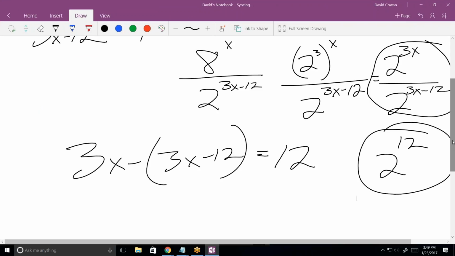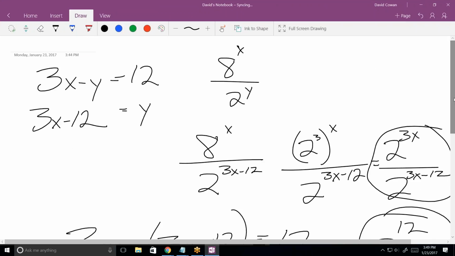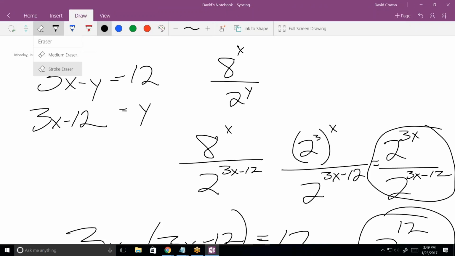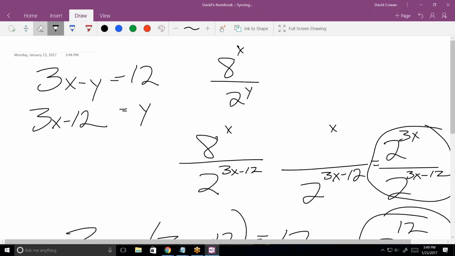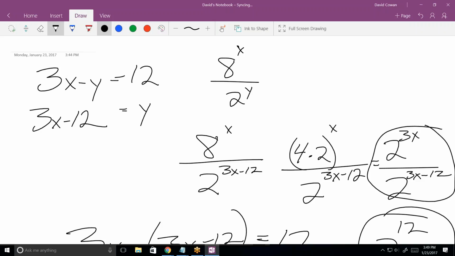Now, let's back up just a second. The secret to all of these problems is always to find a common, not factor, but exponential base. Notice that had, instead of writing it 2 to the third, I would have written it 4 times 2, which is correct, but it doesn't get me anywhere. In other words, I'm dividing by 2 to some exponent. So I've got to get the entire numerator in terms of 2 to some exponent. So you don't find factors, you find common exponential bases.